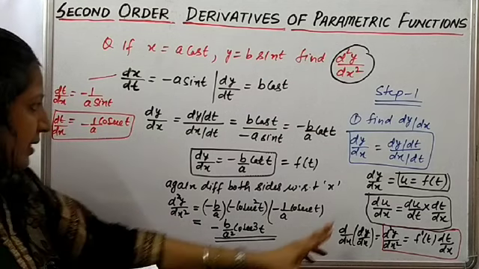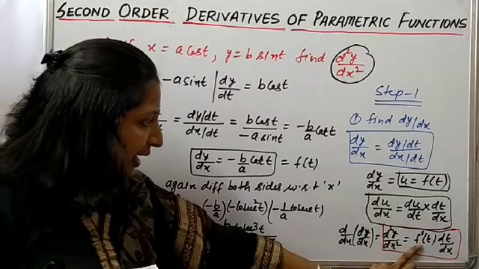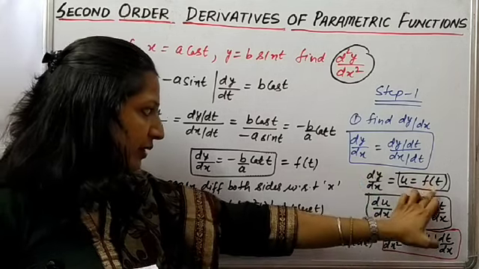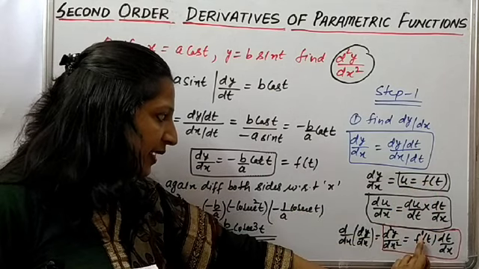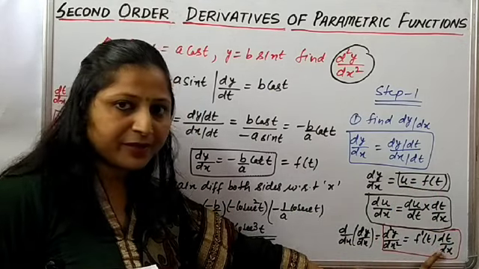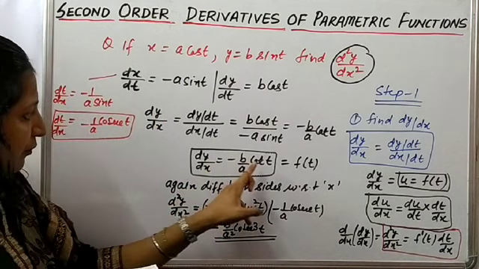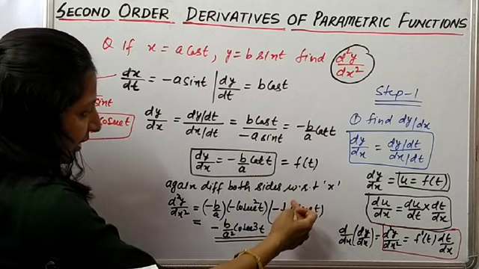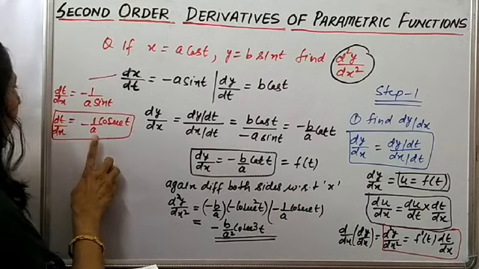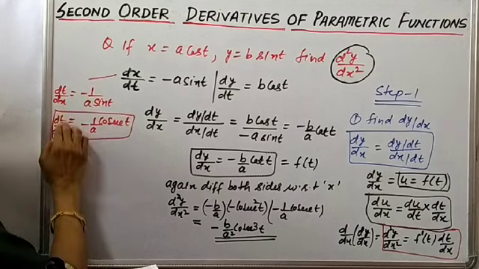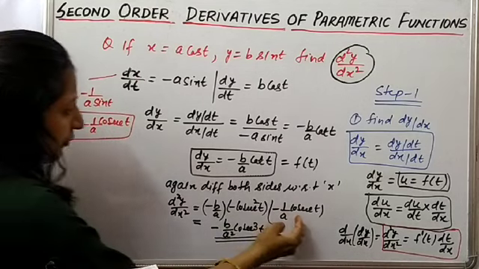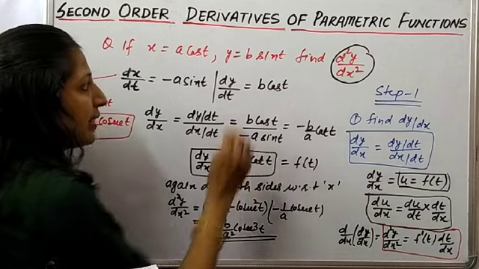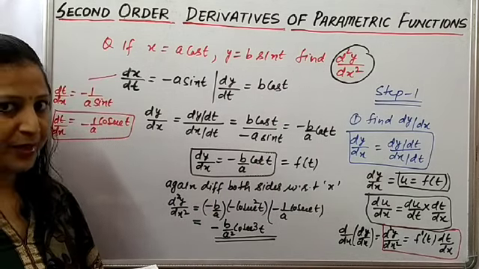So d2y upon dx square will be f dash t into dt by dx. So first of all we will differentiate dy by dx with respect to t because it is a function of t, and then multiply by the derivative of t with respect to x. So from here first of all we will differentiate with respect to t. The derivative of cot t is minus cosecant square t, and then we multiply by dt by dx. From dx by dt we will get the value of dt by dx, just its reciprocal. We will substitute here, and after simplification we will get our required value, that is the second order derivative, d2y upon dx square. Right, students?